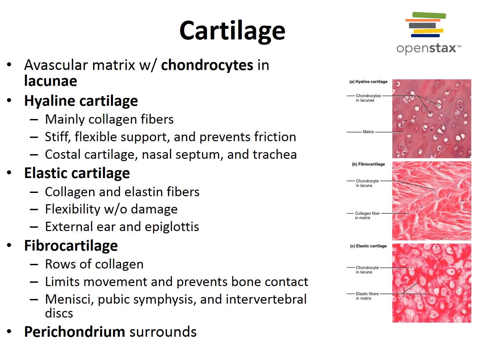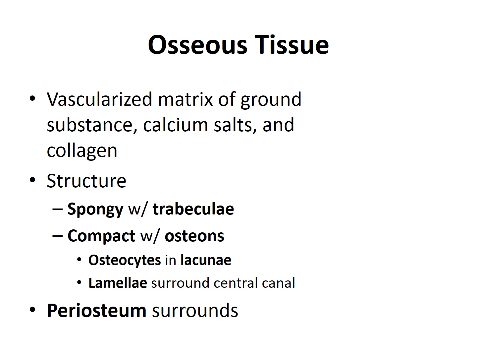cartilage: hyaline, elastic, and fibrocartilage. Hyaline, mostly collagen fibers, elastic, more elastic fibers, and fibrocartilage, rows of collagen. Fibrocartilage will have a wavy type of appearance when examined under the microscope. And remember, in cartilage, it is the chondrocytes, the mature cell that sits in the lacunae, that space or cavity.